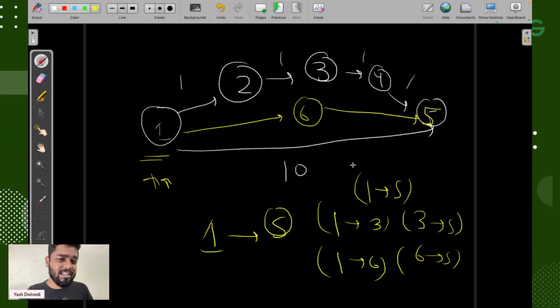Is this clear? There can be many ways in which I can find this length. Suppose this particular length is coming out to be 10. Now, reaching from 1 to 3 will take some cost, and then 4 to 5 will also take some cost, correct? So if I have to calculate the 1 to 5 distance, I can go via multiple paths. Is this part clear to everyone?